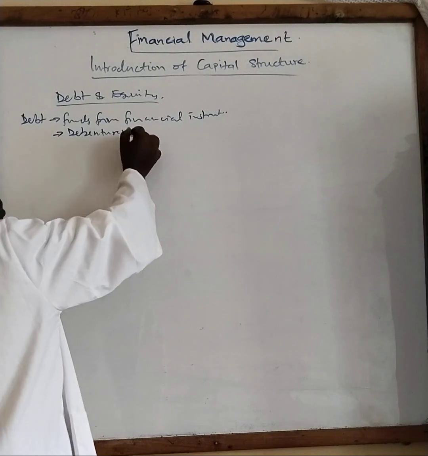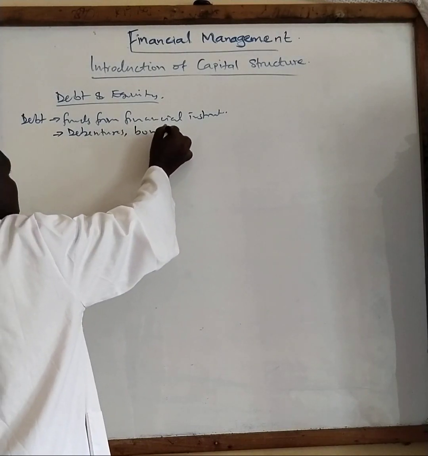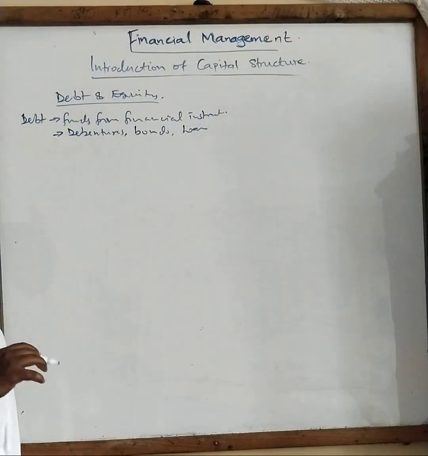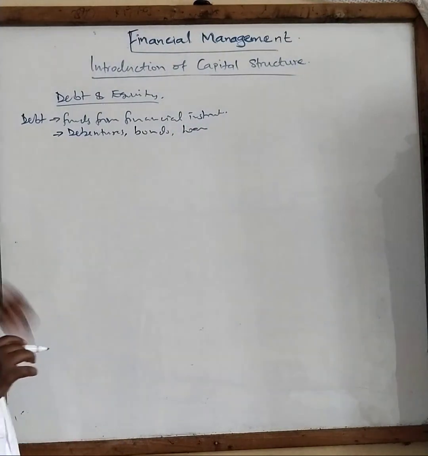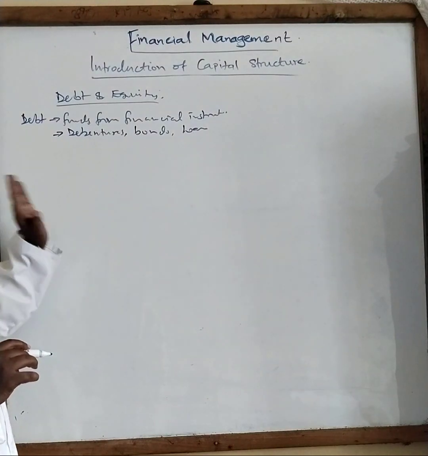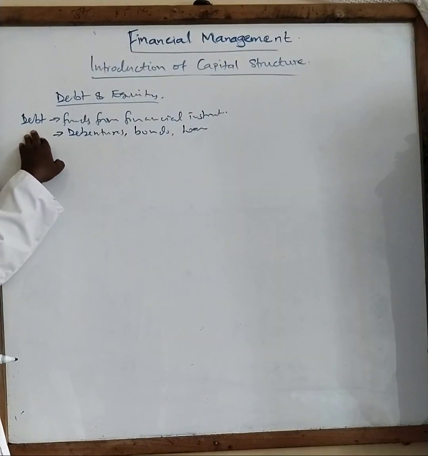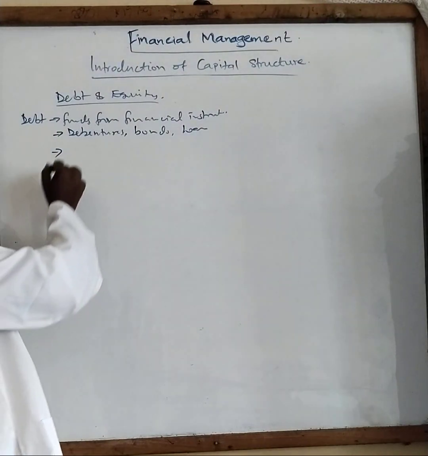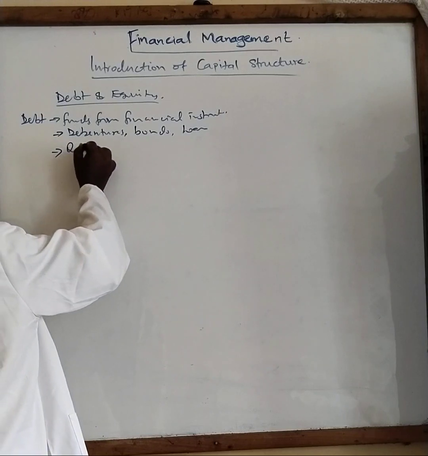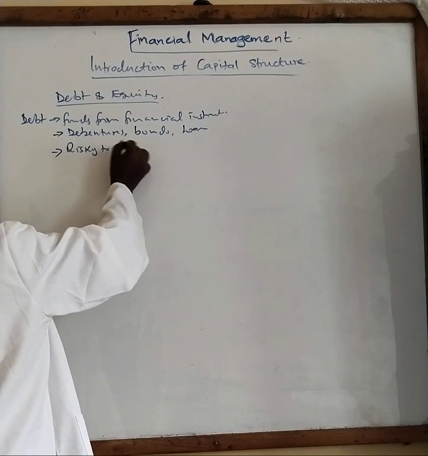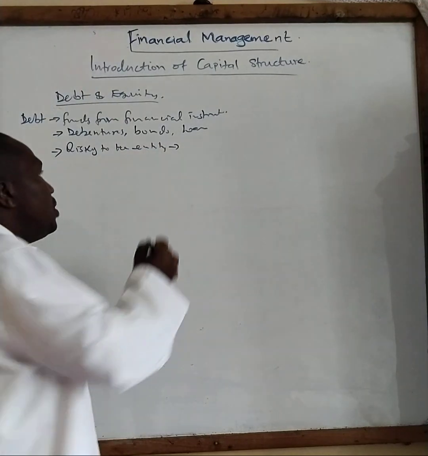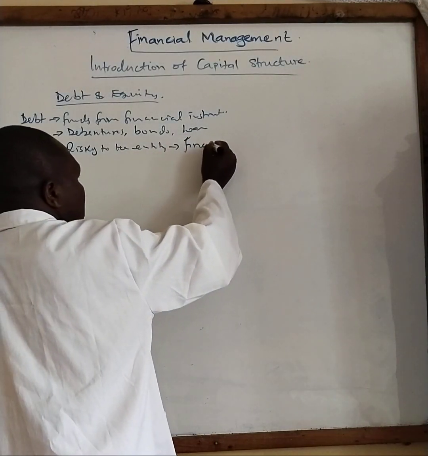Okay? It can also be bonds. And it can also be a loan, the normal loan. Correct? Now, for that matter, we have to understand at what time we say we need to increase the debt. This you need to get clear from me now. When you talk about a debt, it is risky to the entity. Why? Because it attracts what they call financial risk.